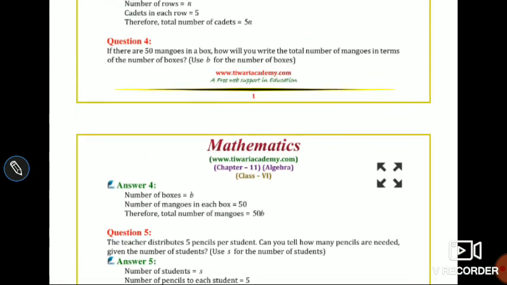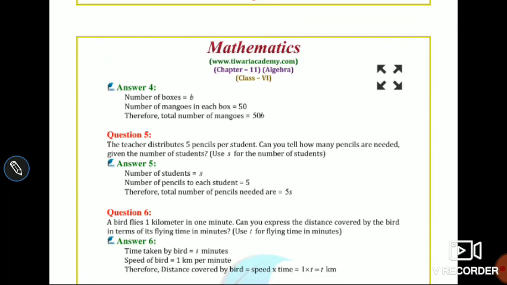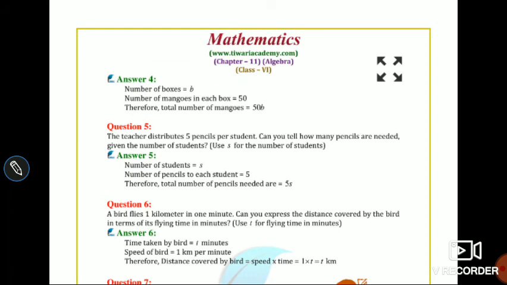So students, here we stop our today's tasks. So what is in your homework? You have to solve all these questions very carefully in your notebook and practice them often.